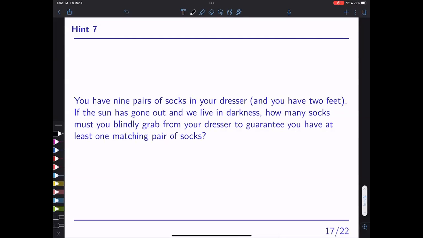Here's your hint. You got 9 pairs of socks in your dresser, and I assume you have 2 feet. If you can't see anymore, right, everything's dark, how many socks do you have to blindly grab from your dresser to guarantee you've got at least one matching pair of socks? Because you want to look good.